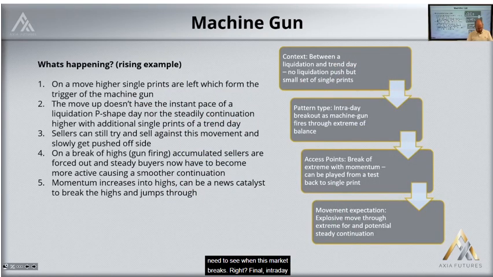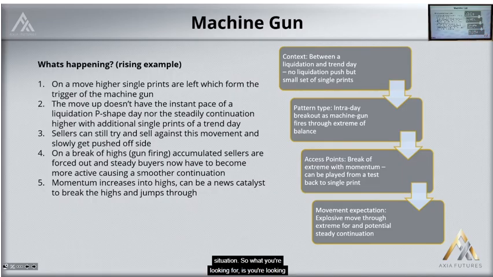Right, the final intraday trade, or strategy, that we're going to have a look at is what you call a machine gun trade. And this is a situation where you have a kind of in-between liquidation and trend. You don't have enough drive for it to be a liquidation, enough of a large initial move. But equally, you don't have the tight single print that is synonymous with a trend. So it's a halfway between situation.